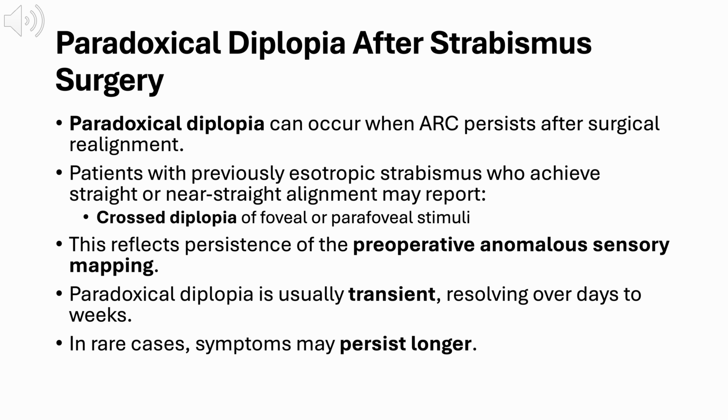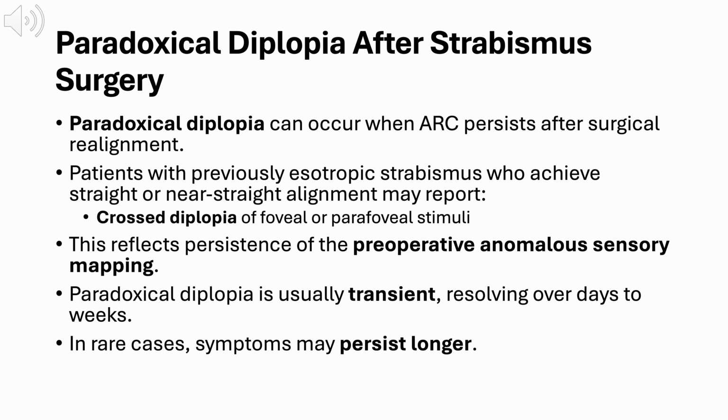This slide explains a situation that feels surprising to patients, but makes sense once you understand ARC. Paradoxical diplopia can happen when anomalous retinal correspondence is still present after the eyes are surgically realigned. The muscles are fixed, but the brain is still using the old sensory map. For example, a patient who had an esotropia may end up straight or nearly straight after surgery, yet report crossed diplopia when looking at central or near central targets. That happens because the brain is still pairing the fovea of one eye with a peripheral retinal point in the other, even though the eyes are now aligned. In other words, the eyes have moved, but the sensory wiring hasn't caught up yet.